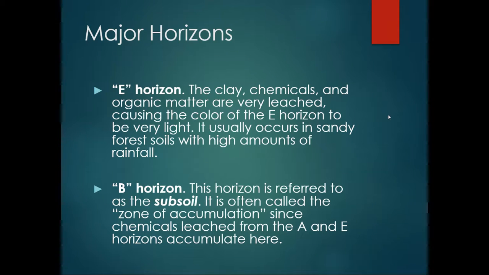The E horizon, this is clay, chemicals, and organic matter are very leached, causing the color of the E horizon to be very light. It usually occurs in sandy forest soils with high amounts of rainfall. The B horizon is referred to as the subsoil. It is also often called the zone of accumulation since chemicals leach from the A and E horizons and they accumulate there in the B horizon. So this is an area where we'll probably see a lot of chemical reactions going on.